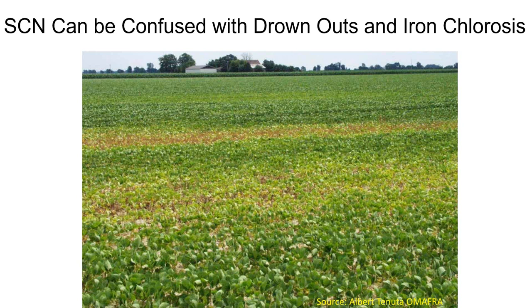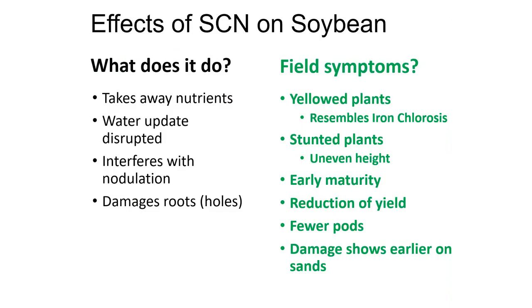Now, the problem with soybean cyst nematode from a disease standpoint and visual symptoms is that it can be confused with drown outs and iron chlorosis. You can see here, this is in Ontario with SCN damage. And you can see the canopy is not closing, it's stunted and so forth. And you could think that this maybe was a low spot or there's an iron chlorosis issue or water logging. Okay, so it can be very confusing. So we need to get out there and survey soil and try to see if the cysts are present to find out if it's established in Manitoba.